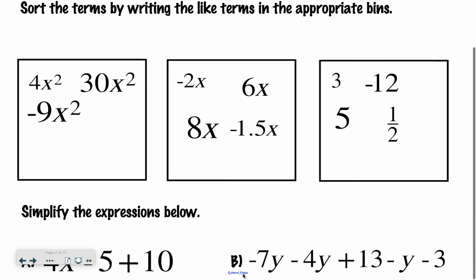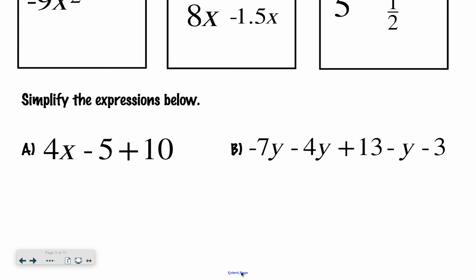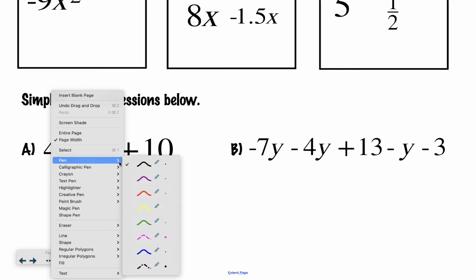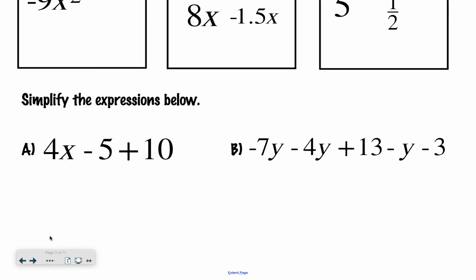So now we're going to practice simplifying the expressions below. Okay, so I'm going to switch to a pen. All right, so if I look at this, I have 4x minus 5 plus 10. Looking at those 3 terms, I have 4x. I'm going to read this as a negative 5, you take whatever sign's in front of it. So negative 5 and then positive 10.